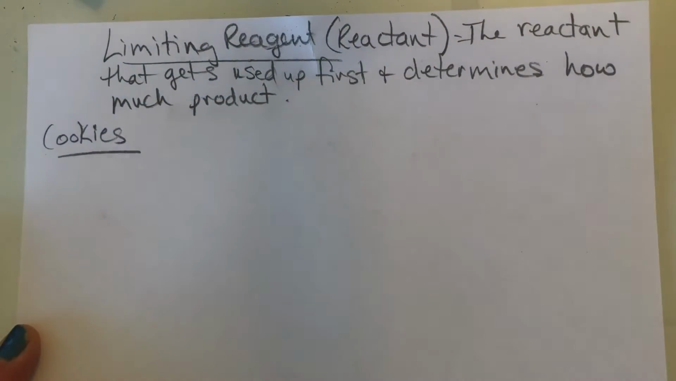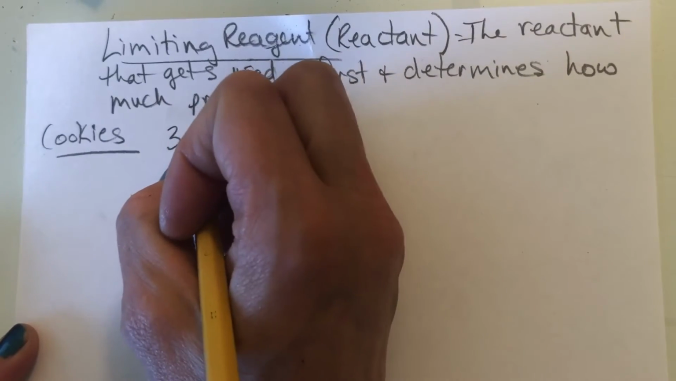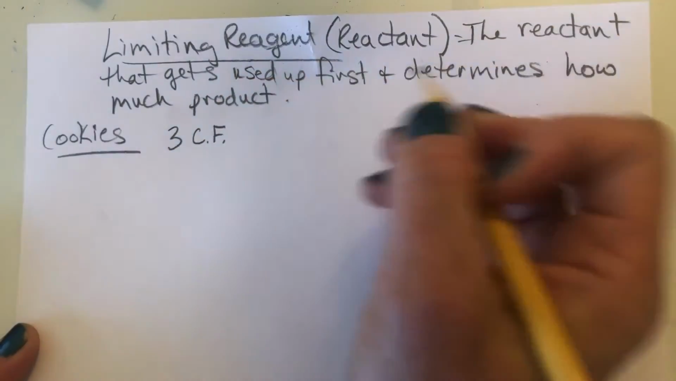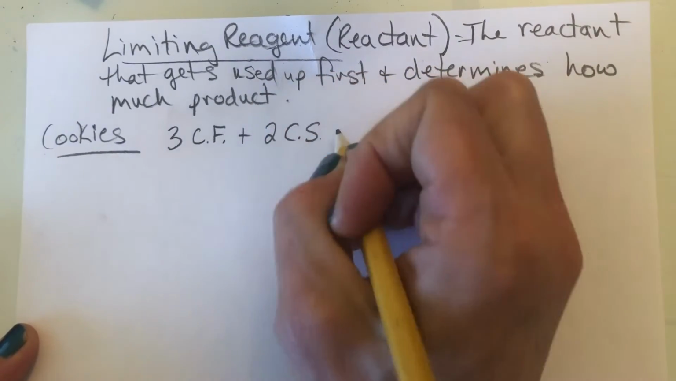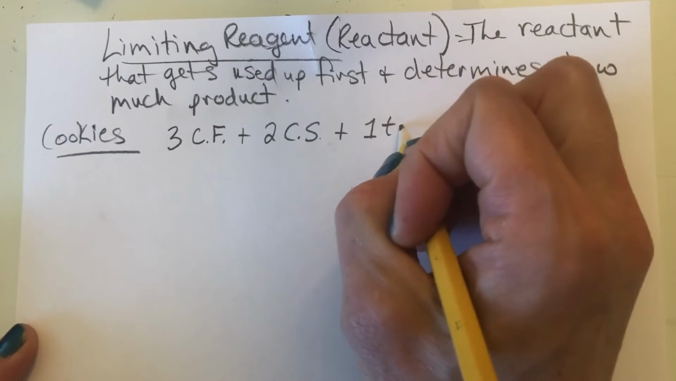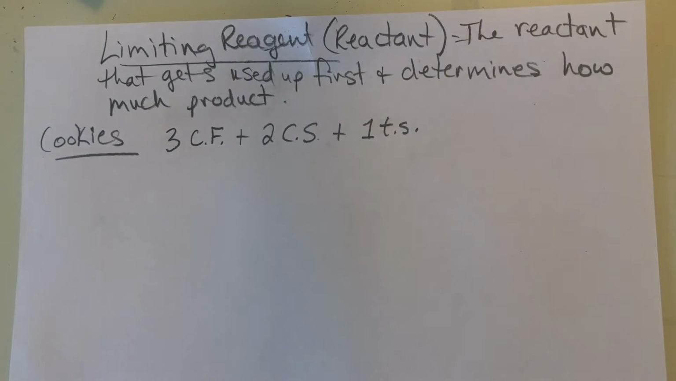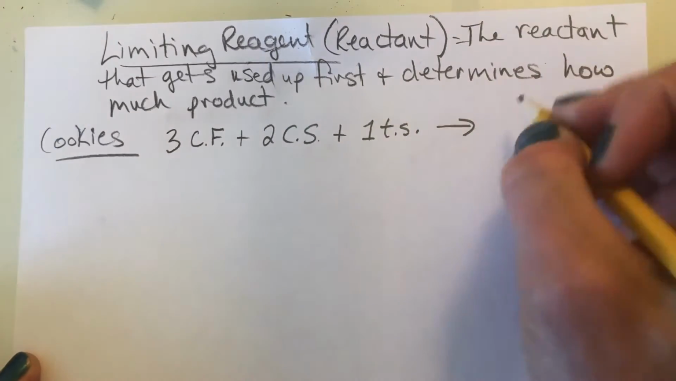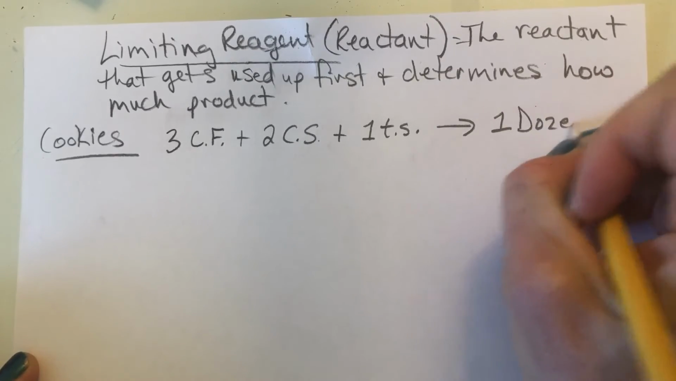And let's say the recipe calls for 3 cups of flour, and 2 cups of sugar, and about a teaspoon of salt, and we'll just leave it with that. Of course, there are other reactants, but we'll just pretend those are the ones that we're focused on because we have plenty of the other stuff. That's what the recipe calls for. So that's going to make 1 batch of cookies, let's say 1 dozen cookies.